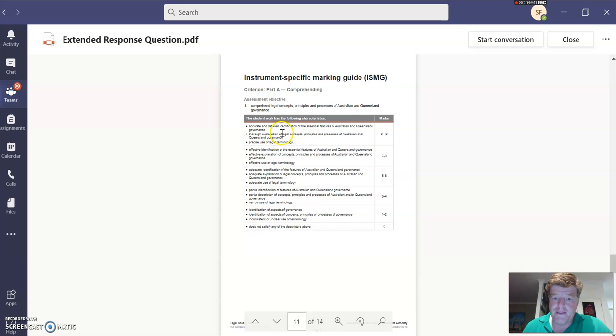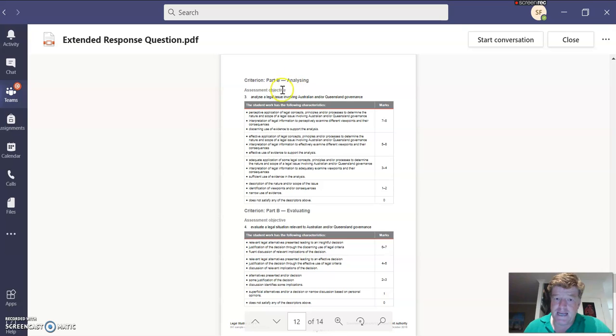So the first criteria is just the short answers. Don't get too worried about that. There are 2 criteria then with the extended response: analysing and evaluating. So in your extended response, you've got to analyse a legal situation, a legal issue, and evaluate. And there's very specific things that we want to see as we're marking the answer. And that's why I want to go through this, and then we're going to have a look at how well they do that.